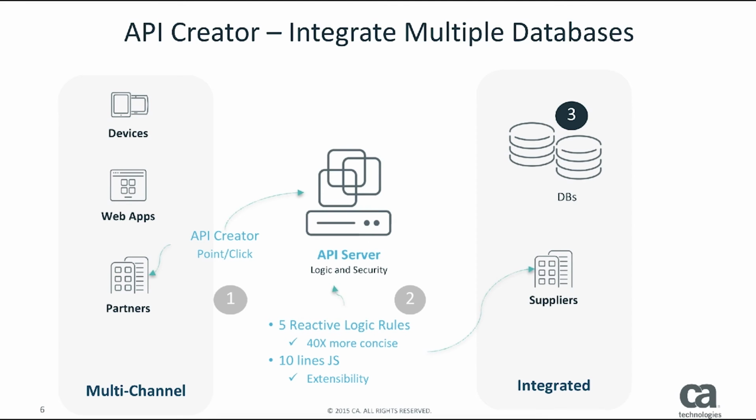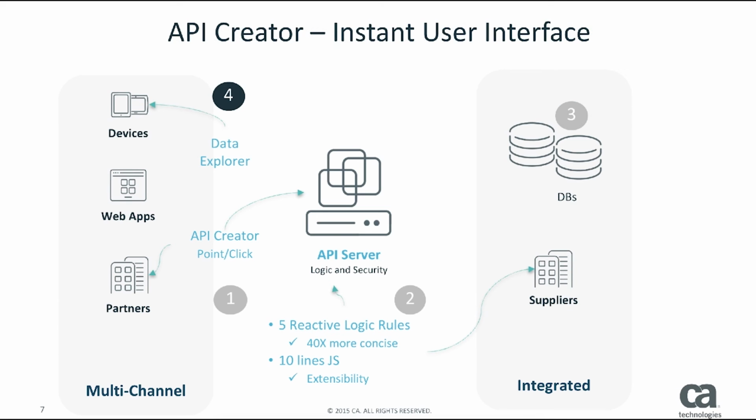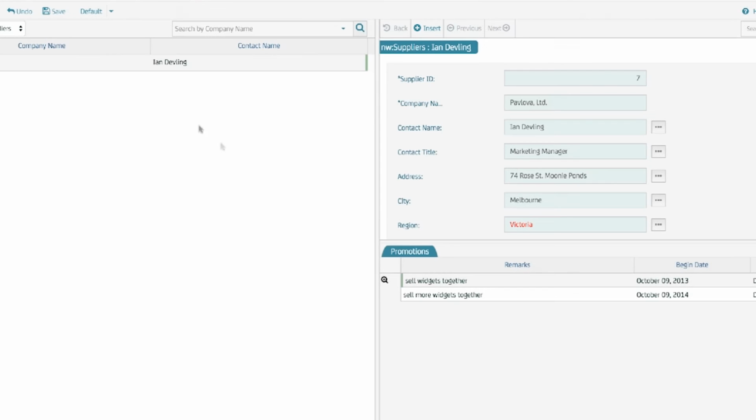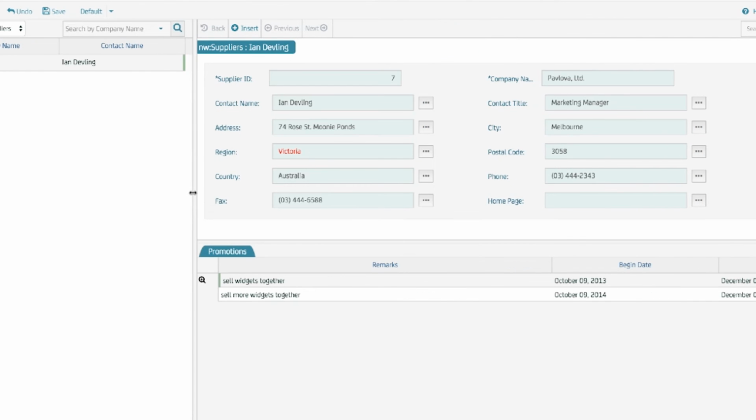Now we or our partner can build an app using this API. But there's also another option. The Data Explorer can build this interface automatically to run on a desktop or a tablet.